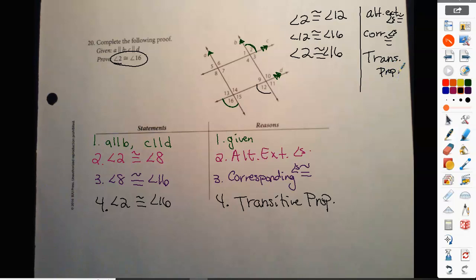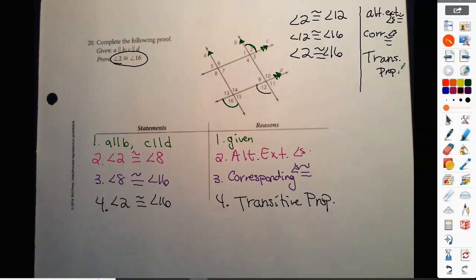Done. Can you do it faster? Or just right down the middle? Angle 2 is vertical to angle 4, angle 4 is vertical to angle 14, and angle 14 is vertical to angle 16. We cannot. That's a good question. We can't go 2 to 4, 4 to 14, because we don't know any relationship between 4 and 14. They're on different transversals. So we can't. We have to go the way I did, and mine was really long.